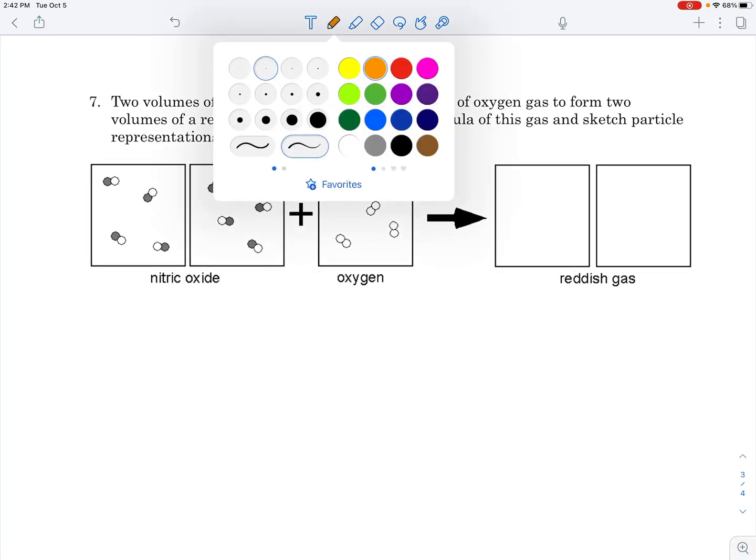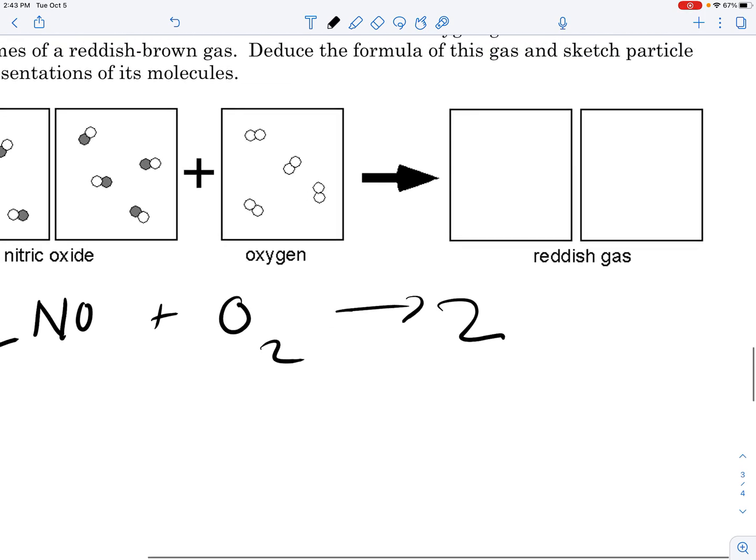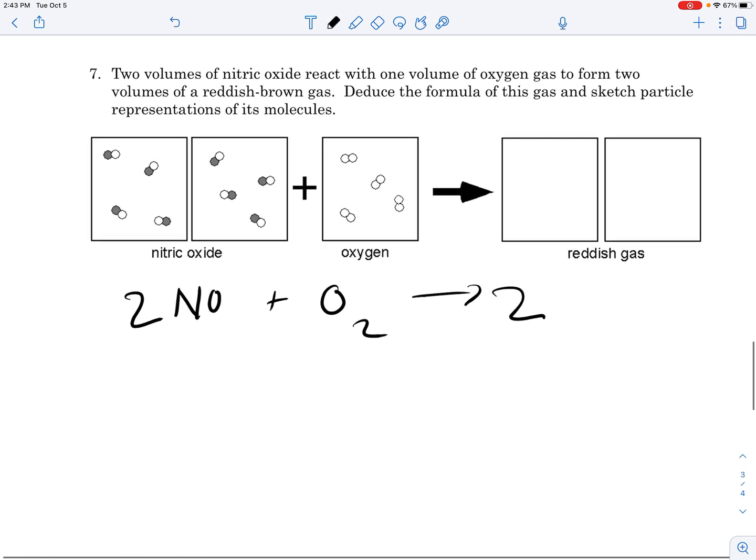And I'll start the balanced equation off for you. It's going to be NO, because I've got 1 nitrogen and 1 oxygen, plus O2, and actually it's 2NO, and that's going to give me 2 volumes of this reddish gas. See if you can figure out what this reddish gas is by drawing the particles. I hope that helps. Let me know if you've got any questions.